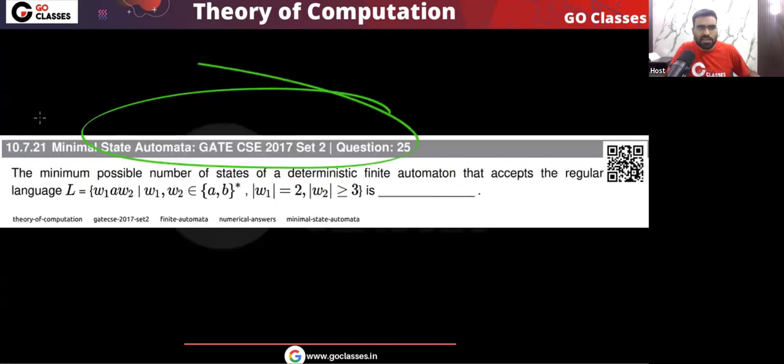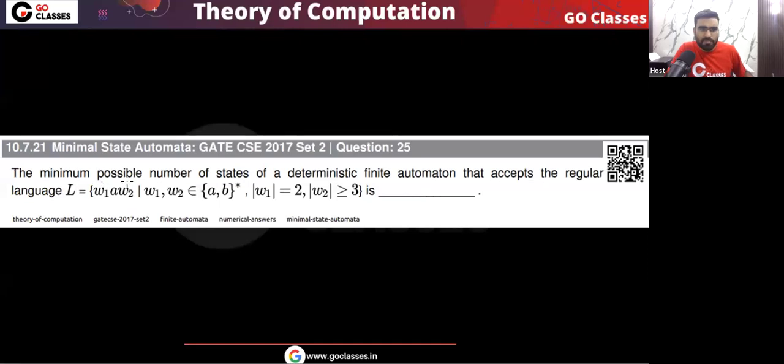Let's solve this GATE 2017 question. The minimum possible number of states of a deterministic finite automaton that accepts the regular language. This language is given to you and the question is asking what is the number of states in the minimal DFA. The question is asking the minimum number of states. Remember, the minimum possible number of states in a DFA. So the question is asking for the minimal DFA.